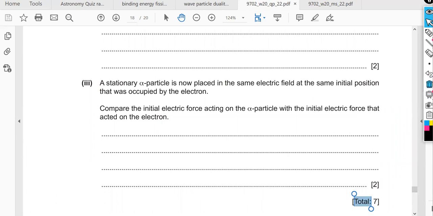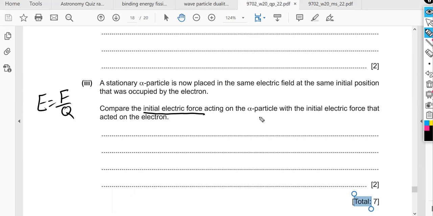All right, and then the final part of this question says a stationary alpha particle is now placed in the same electric field at the same initial position that was occupied by the electron. Compare the initial electric force acting on the alpha particle with the initial electric force that acted on the electron. All right, so you may want to consider what is the source of this electric force? So the electric field is the force per charge, and we're comparing the initial electric force on the alpha particle.